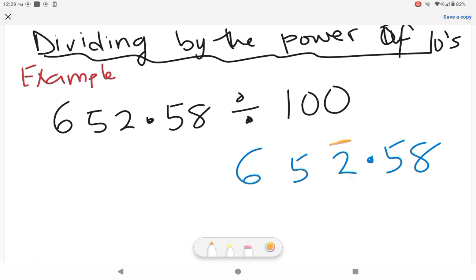2 is the ones. This 5 right here is the tenths, while the 8 is hundredths. So I'm starting my jumping from the ones. Always start your jumping from the ones. I have to jump twice: 1, 2. Then the decimal point follows. So I'm going to delete the decimal point that was in the question before. Now I have a new decimal point, and 6.5258 is the new answer.